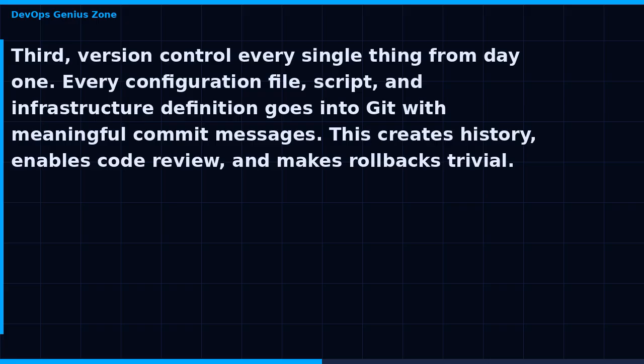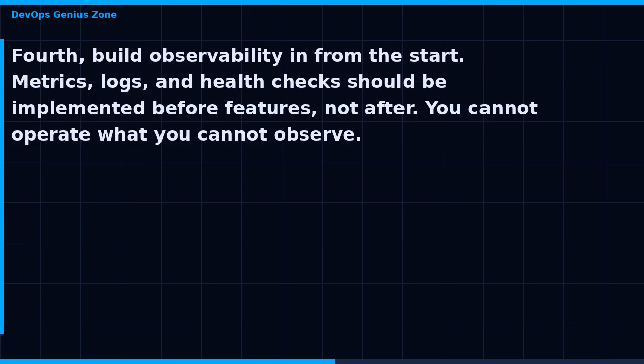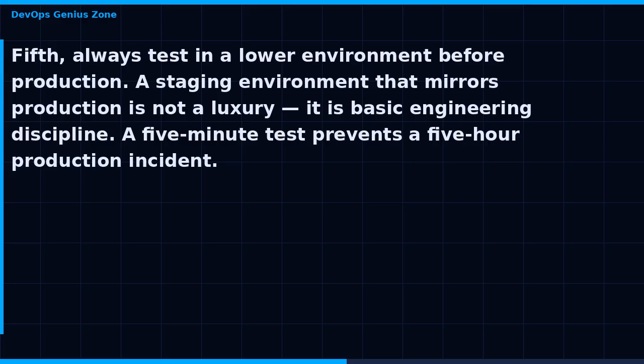Fifth, always test in a lower environment before production. A staging environment that mirrors production is not a luxury, it is basic engineering discipline. A 5-minute test prevents a 5-hour production incident.